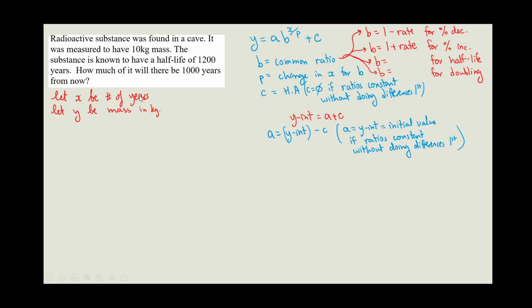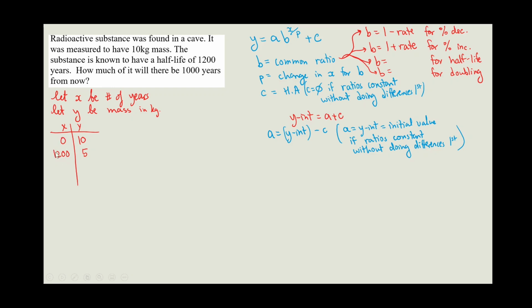Let X be number of years, because we have here time to do with years, so use that. And let Y be the mass in kilograms of this substance that is left over. Create a table. At the beginning, we're told that there's 10 kilograms of mass, so that's your initial value here. Then, we're also told that the half-life is 1200 years. So you put 1200 here.